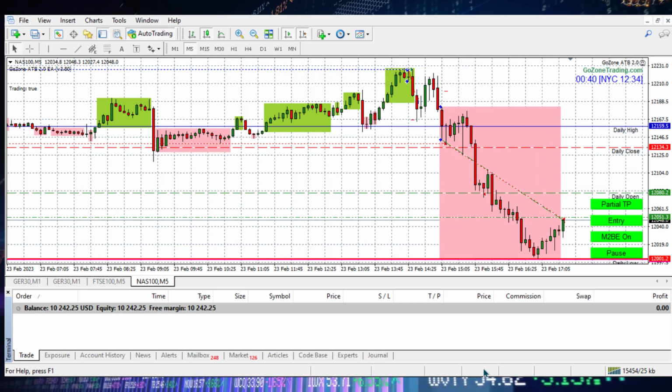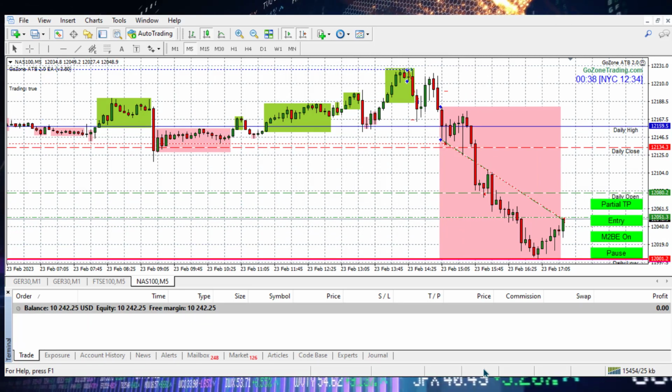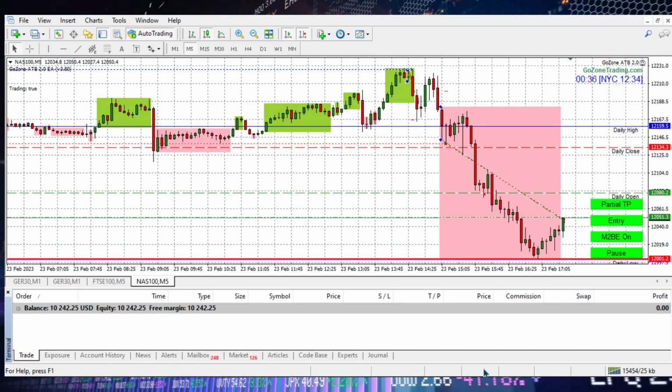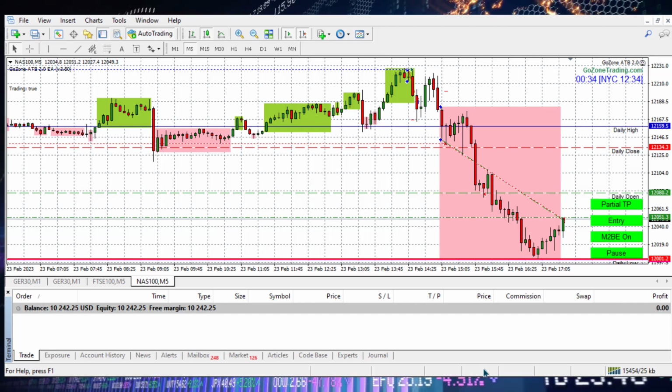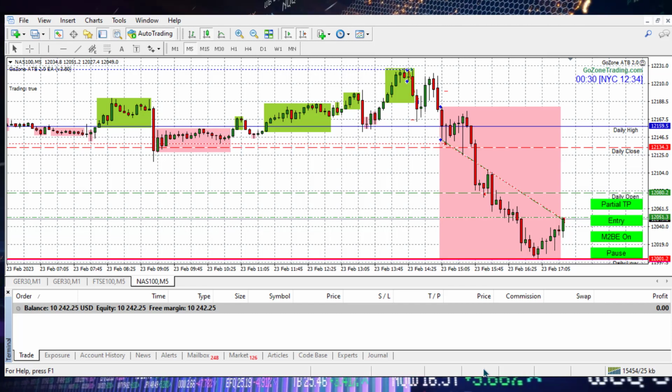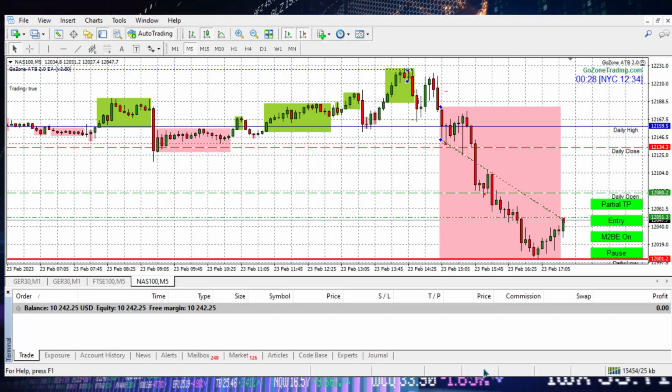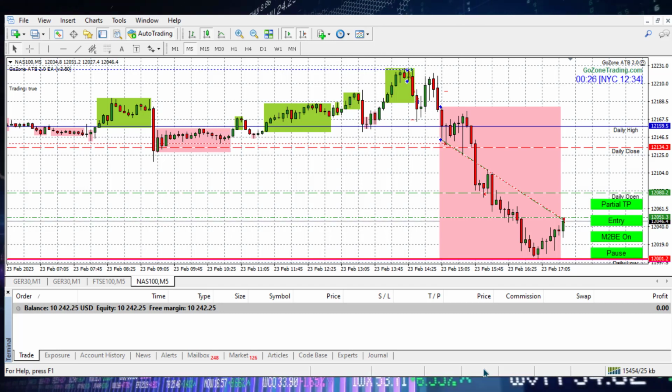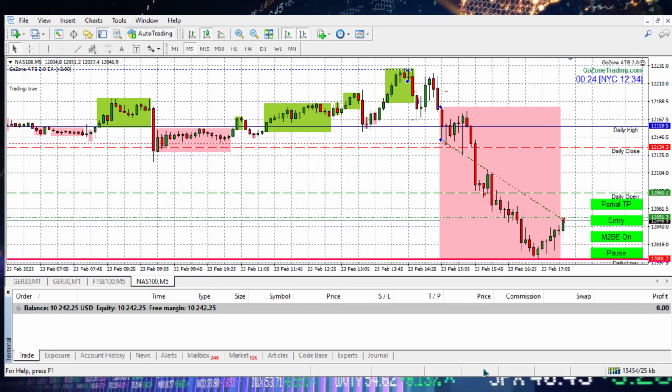We are now trading outside the Go Zone, and the ATB was set up to close out 75% of the remaining position at this time. However, on the NASDAQ, the remaining position size does not meet my broker's minimum requirement size, so the ATB closed out 100% of the trade.